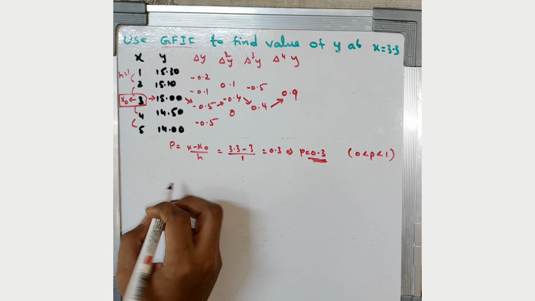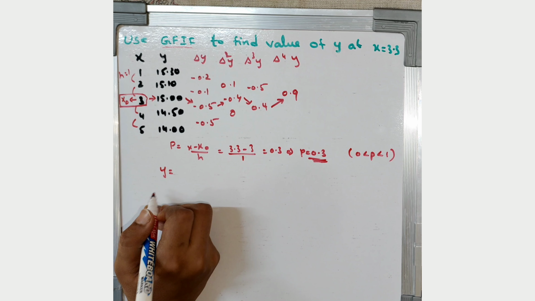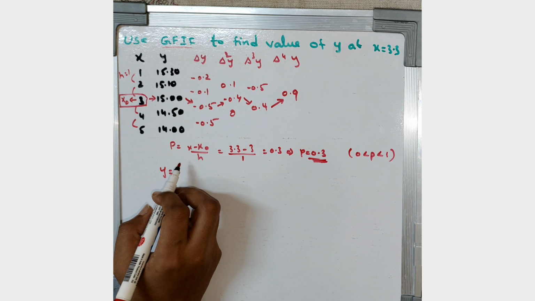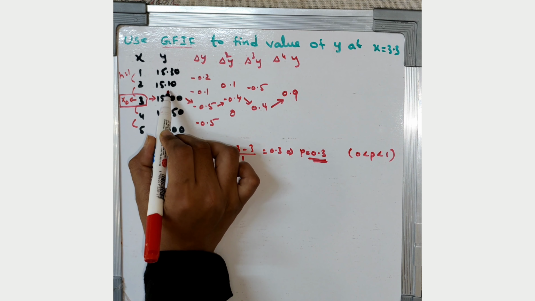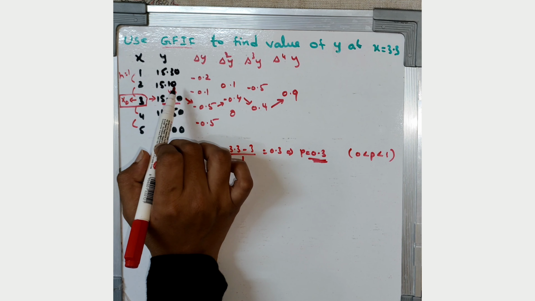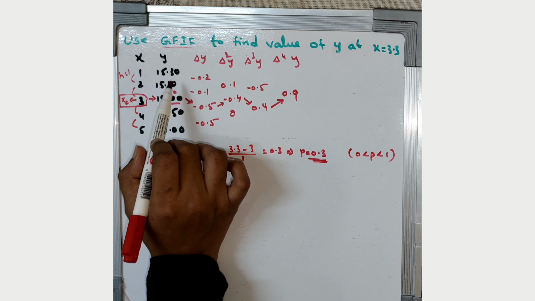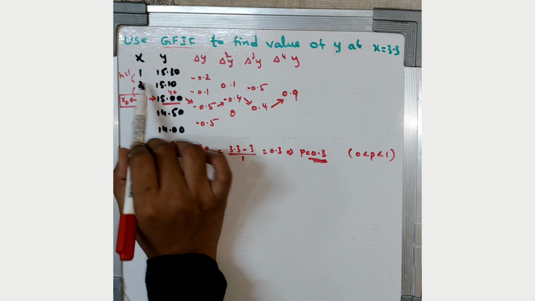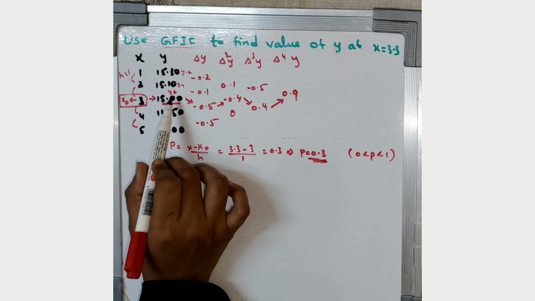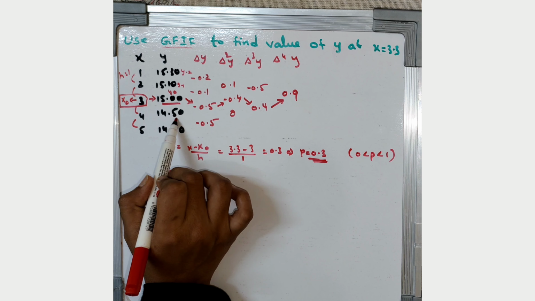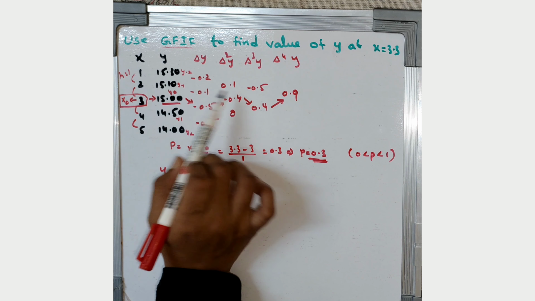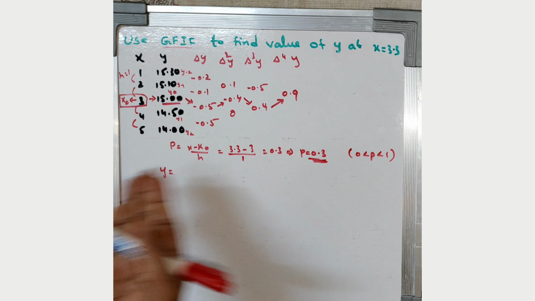Now according to the Gauss forward interpolation formula, y is equal to f of x, which is equal to y naught. What is y naught here? This is y naught, that is 15.00. I have told you what you have to take from the origin. Above the origin, you have to take the negative values. These are y minus 1 and y minus 2. And below the origin, you have to take the positive values, that is y1 and this is y2.